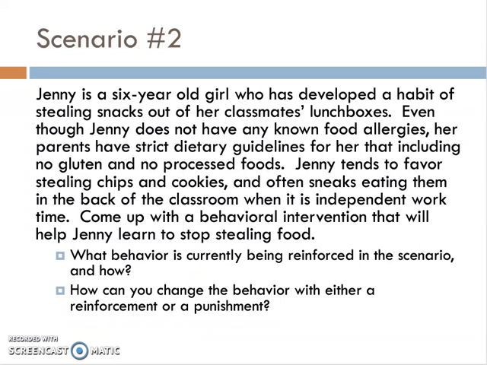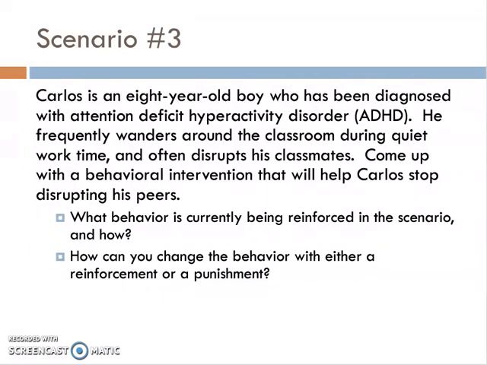Okay, scenario 2. Jenny is a 6-year-old girl who has developed a habit of stealing snacks out of her classmates' lunchboxes. Even though Jenny does not have any known food allergies, her parents have strict dietary guidelines for her that include no gluten and no processed foods. Jenny tends to favor stealing chips and cookies and often sneaks eating them in the back of the classroom when it is independent work time. So come up with a behavioral intervention that will help Jenny learn to stop stealing food. So what behavior is currently being reinforced in the scenario and how can you change this behavior with either a reinforcement or a punishment? And then finally, scenario 3.